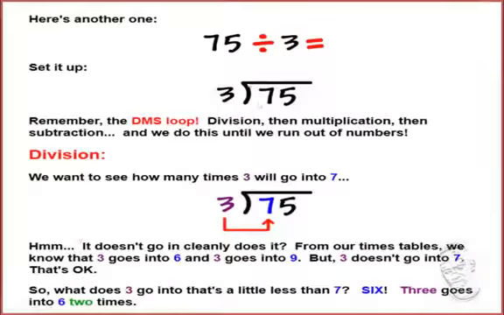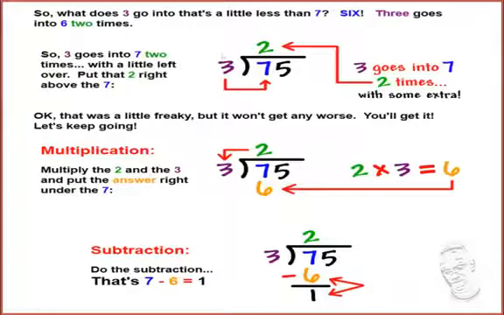So let's try another one. Let's set it up: 75 divided by 3, so 3 divided into 75. Remember the DMS loop, and keep on remembering it: division, then multiplication, then subtraction. Let's go. 3 into 7 is a harder one. 3 cannot go into 7 evenly, but we know 3 times 2 gives us 6, so we say 3 into 7 is 2, because 2 times 3 equals 6. So we have done the division step.